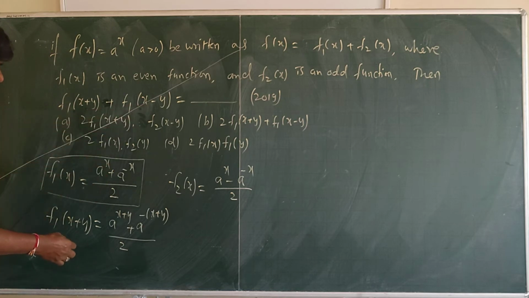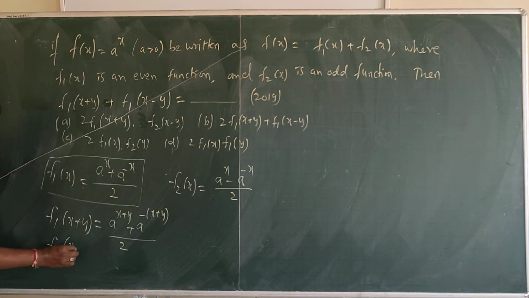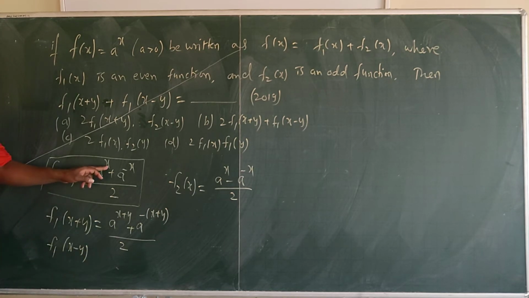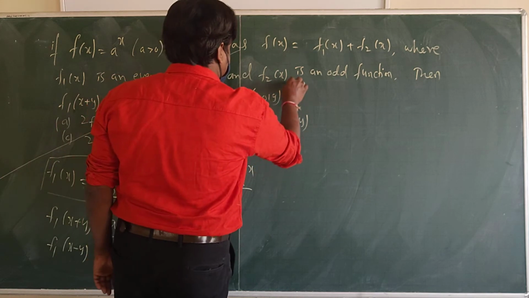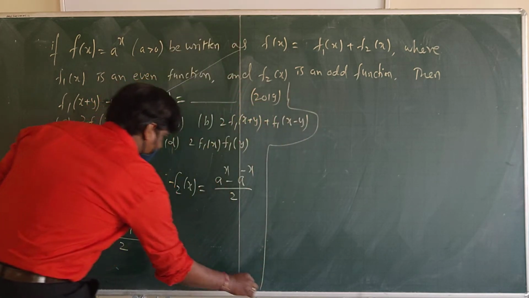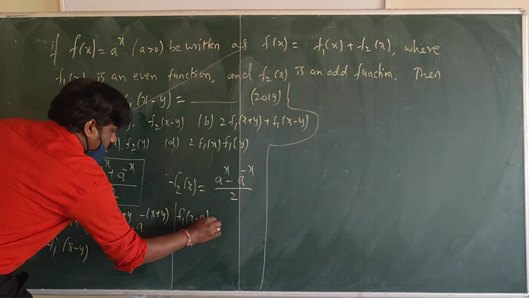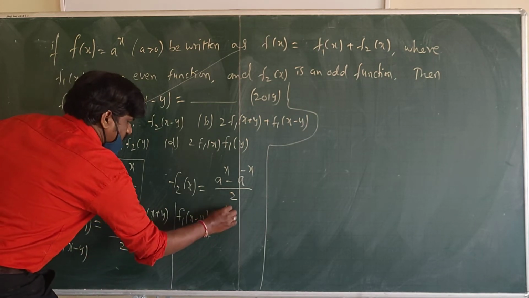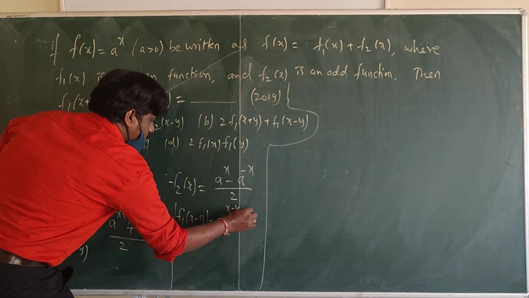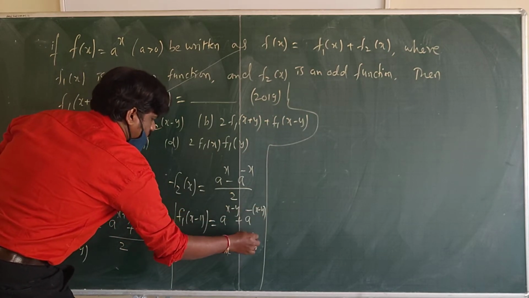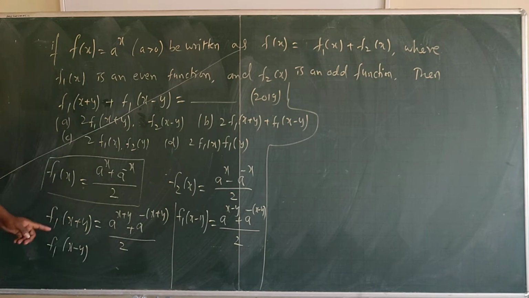f1(x-y). f1(x-y) can be written as what? In this only I will substitute. Wherever x is there, in that place I will write x. Here I wrote x+y, now I will write x-y. If I write x-y, I will get f1(x-y) as (a^(x-y) + a^-(x-y))/2.